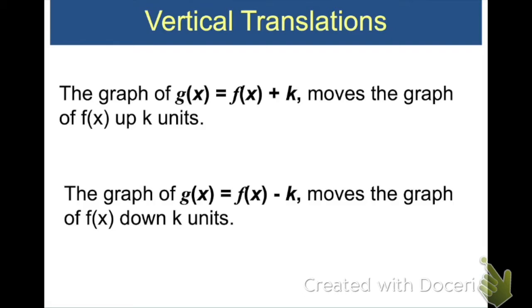So if we have our function and we add k to the end, that would move it up k units on a graph. If we subtract k off of the function, then what that does is it moves it down k units.